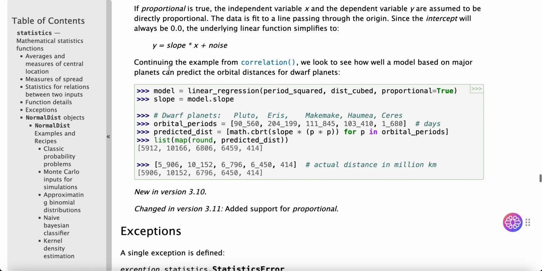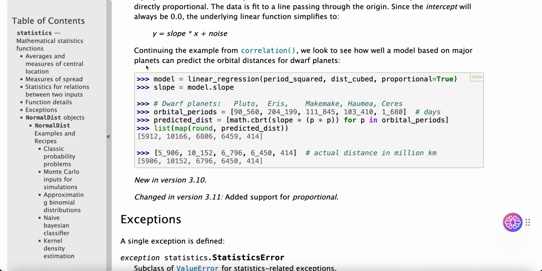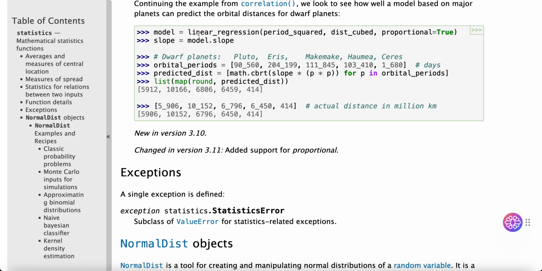Continuing the example from correlation, we'll look to see how well a model based on the major planets can predict the orbital distances for dwarf planets. model = linear_regression(period_squared, distance_cubed, proportional=True), slope = model.slope. Dwarf planets: Pluto, Eris, Makemake, Haumea, Ceres. Orbital periods are this. predicted_dist = math.cbrt(slope * p * p) for p in orbital_periods. list(map(round, predicted_dist)).